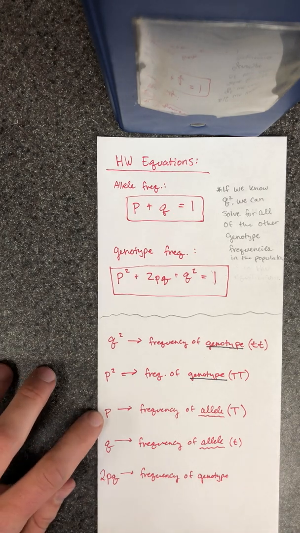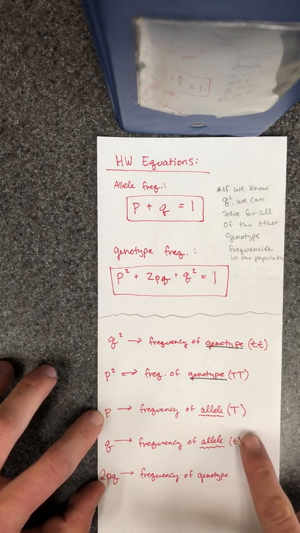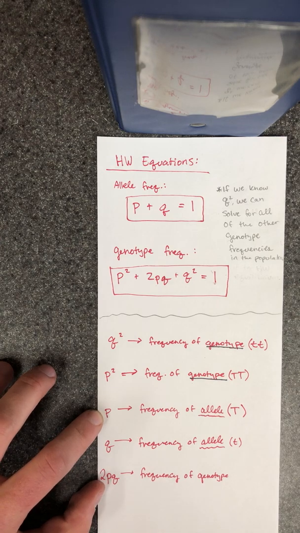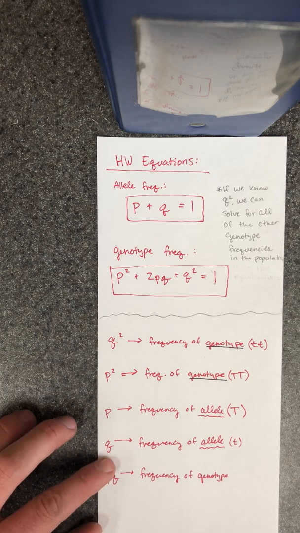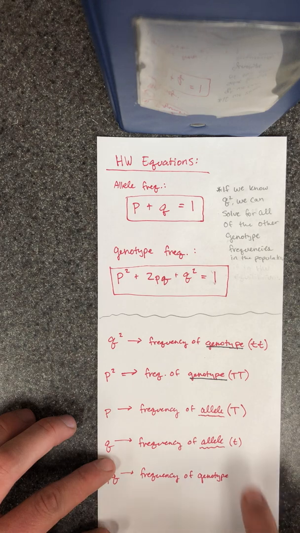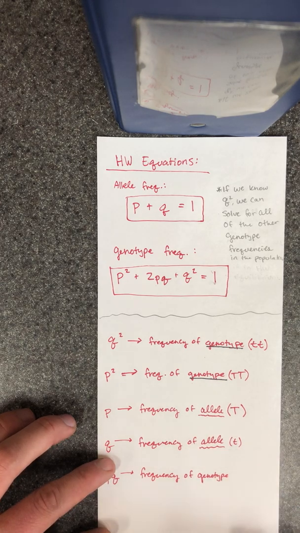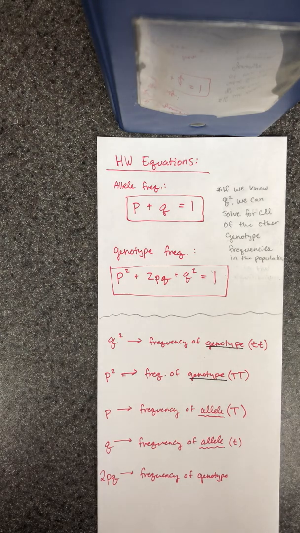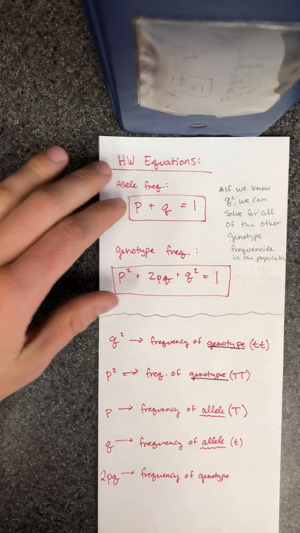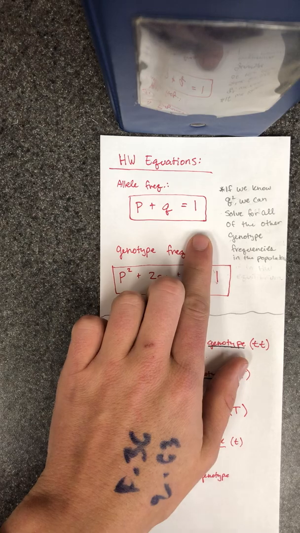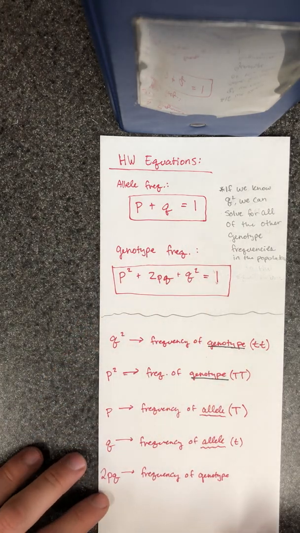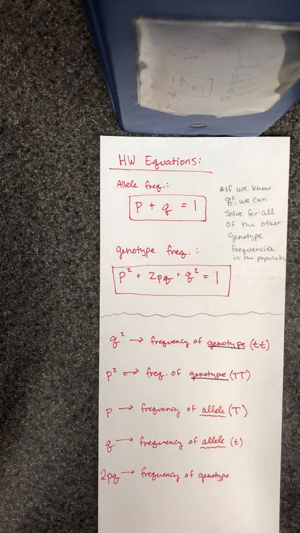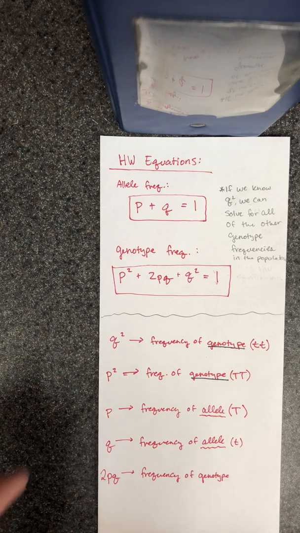P represents the frequency of the dominant allele, so capital T, in your population total, and Q represents the frequency of your little t allele, or your recessive allele. And we know that if everything is in Hardy Weinberg equilibrium, P plus Q is going to equal 1. So if one's 50% and the other one's 50%, that's going to equal 1.